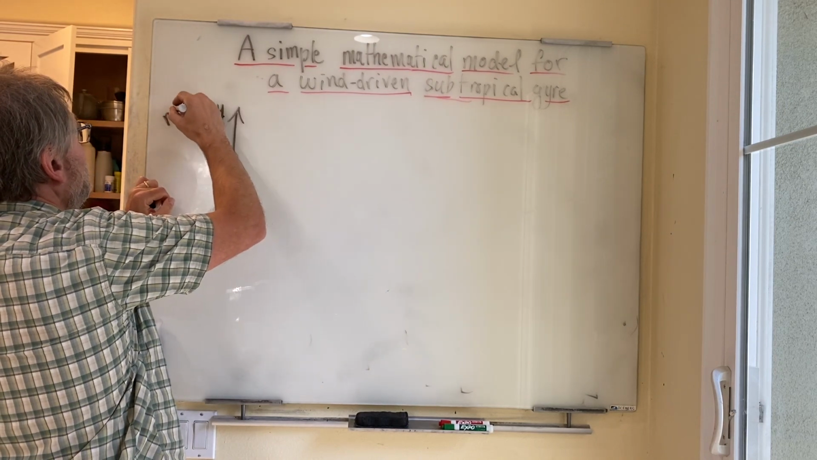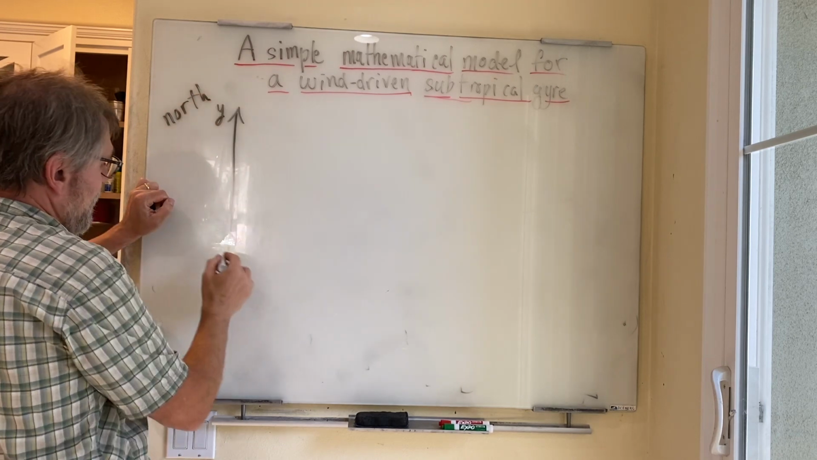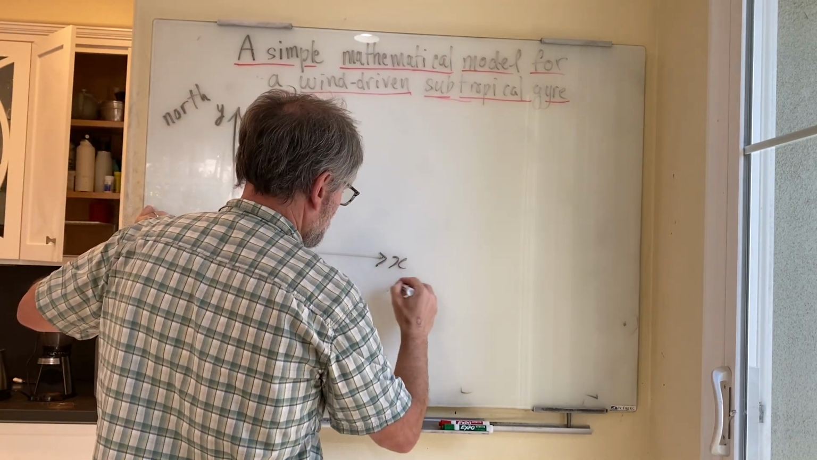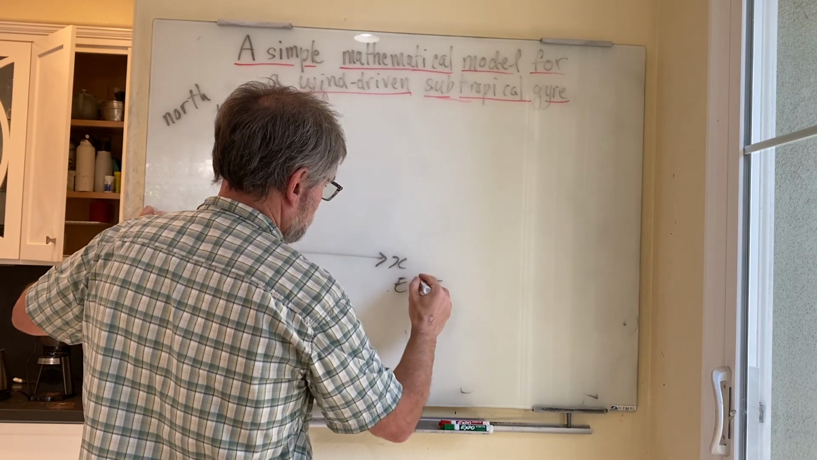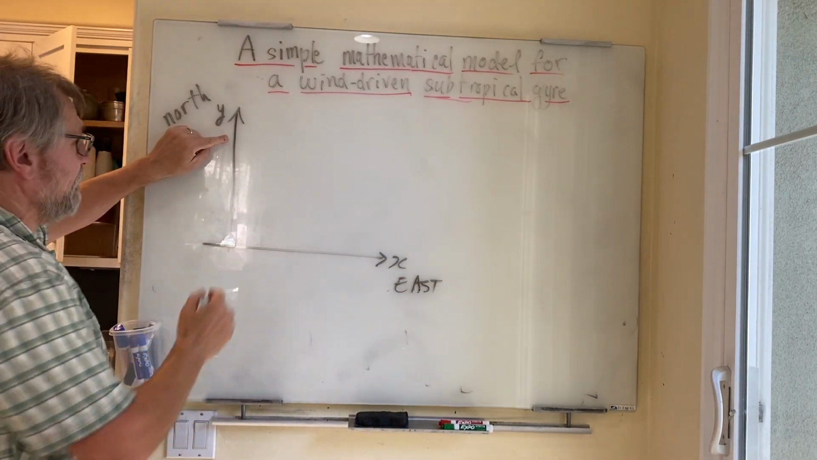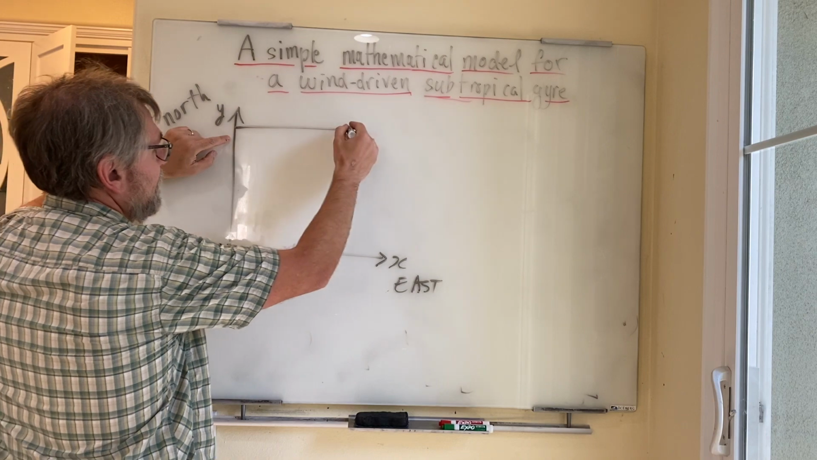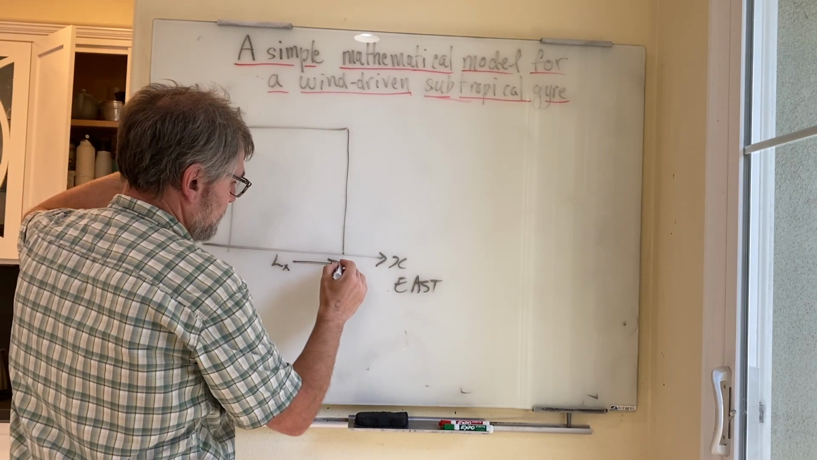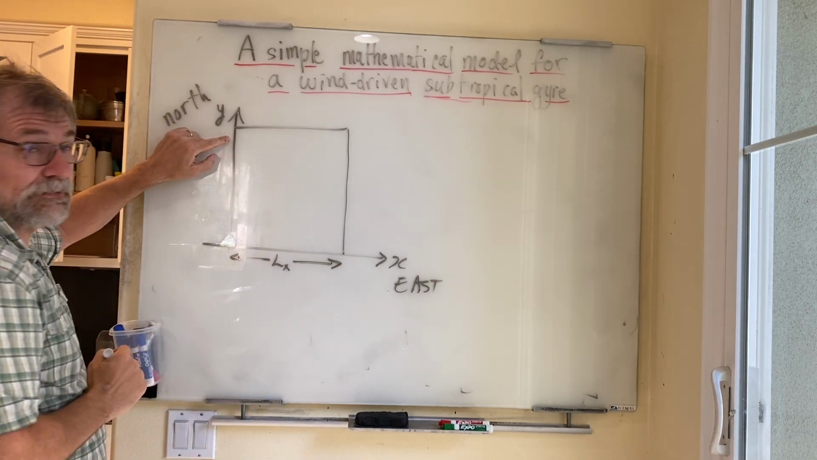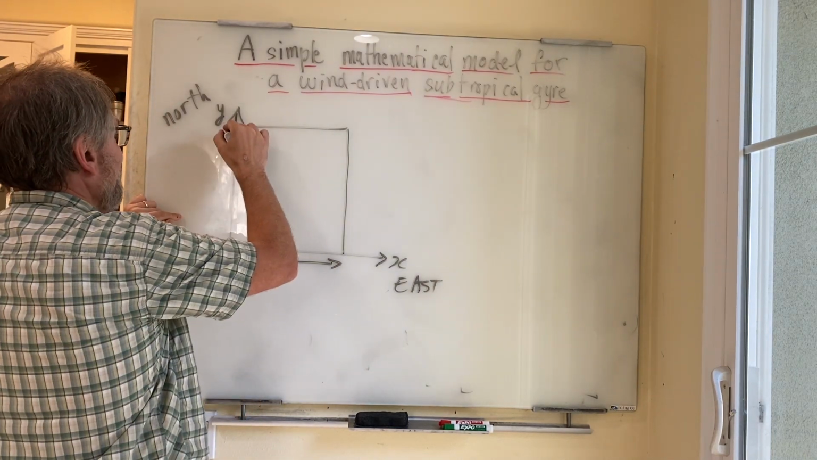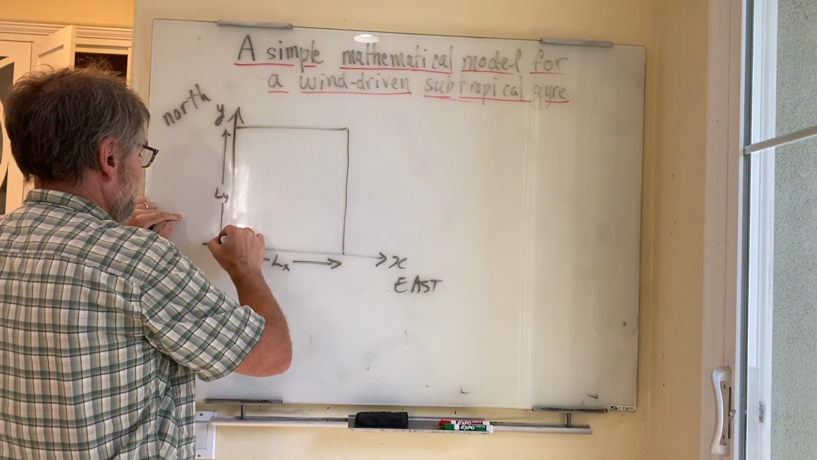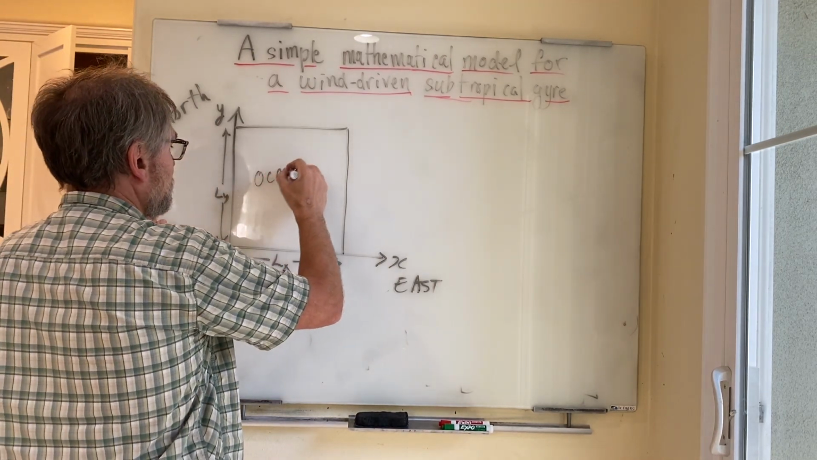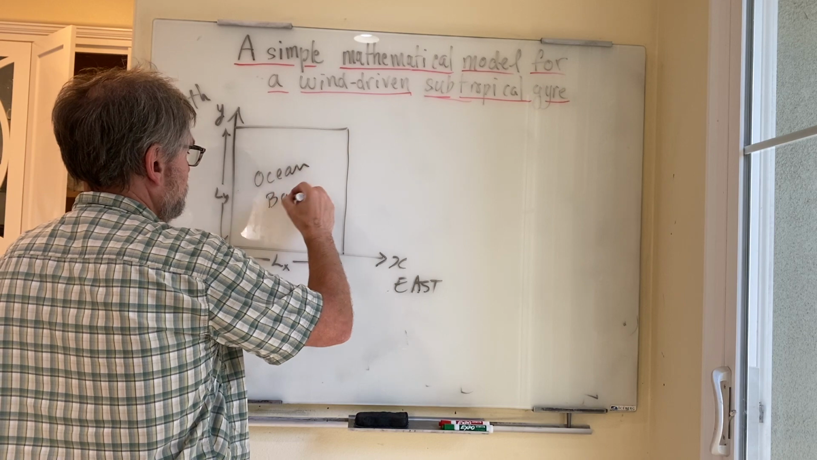So this is northward, north. And in this direction, the x variable is eastward, east. And then we'll imagine that we have a square basin to make things easy, or a rectangular basin, where this length scale here is Lx, maybe 3,000 kilometers, and this one is Ly, maybe also 3,000 kilometers. So the ocean basin is here.